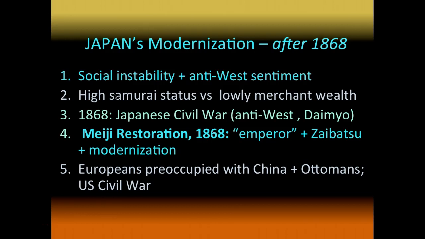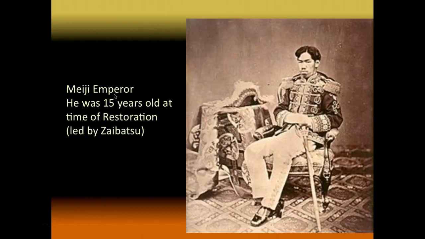And the Europeans were not really interested in Japan as compared to China or the Ottoman Empire, which was very strategically significant in location. And because the United States was occupied with a civil war, Japan kind of had extra advantages over Japan and the Ottoman Empire. Image of the Meiji Emperor, the 15-year-old kid who became the emperor at the time of the Meiji Restoration era, who of course was guided by the Zaibatsu.